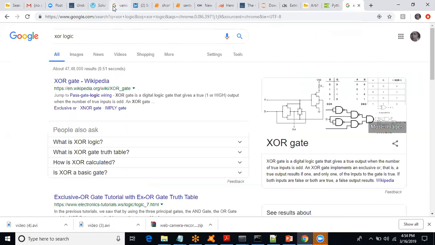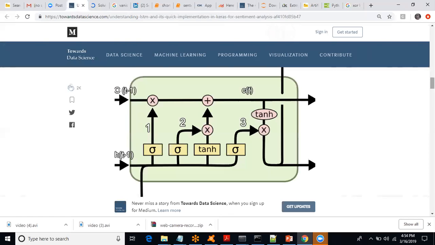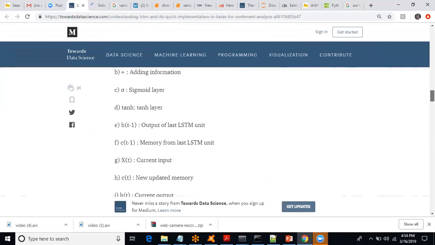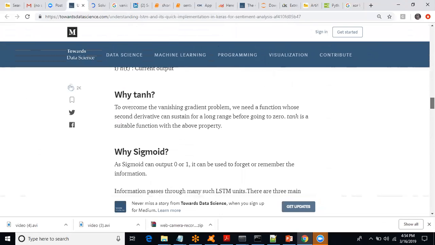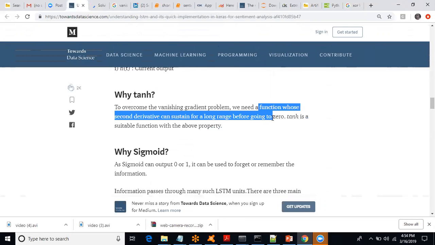So there is a problem called vanishing gradient. So I'll tell you. That was why tanh is used, to overcome the vanishing gradient. We need a function whose second derivative can sustain a long range before going to 0.